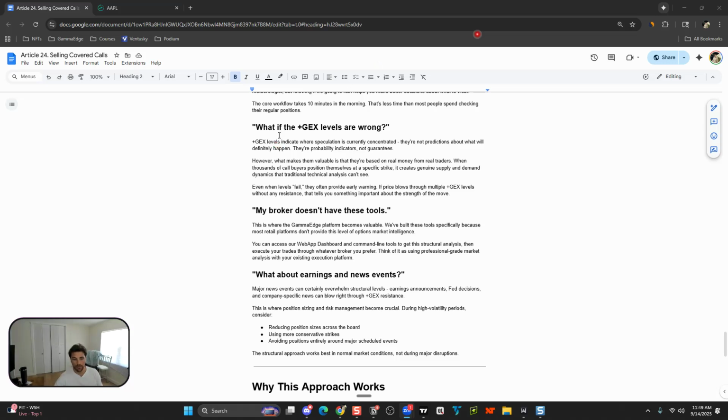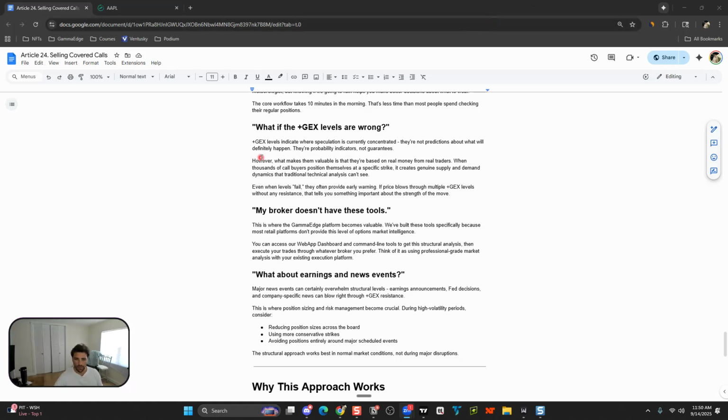So it's more like, what if the market doesn't respect the plus GEX levels? And right, these are not predictions about what will definitely happen. They're just probabilities, right? No guarantee. As I said earlier, markets are not black and white. They are gray. And simply what we want to be doing is using all the information available to us to stack the probabilities in our favor.